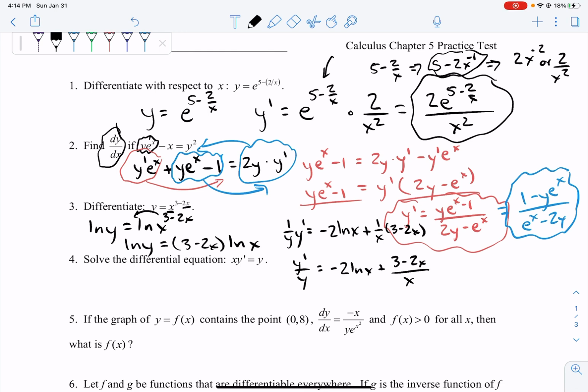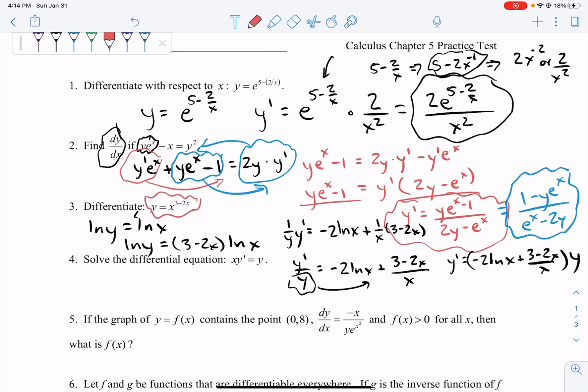So I'm going to multiply the y over to the other side. So I end up with y prime equals -2 natural log x plus 3 minus 2x over x. I'm putting that in parentheses because I need to multiply that whole thing by y. And I know what y is. It's clear back here at the beginning of the problem. It told me what y was. Y comes from the very beginning.